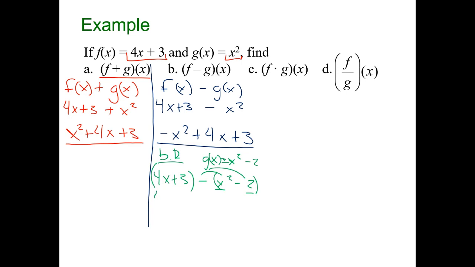So this would then be 4x plus 3 minus x squared. And when I subtract a negative, what happens? It becomes positive. So don't forget with subtraction that you're going to have that sign switch because you're subtracting everything from that function. And then we would combine like terms to get negative x squared plus 4x plus 5.